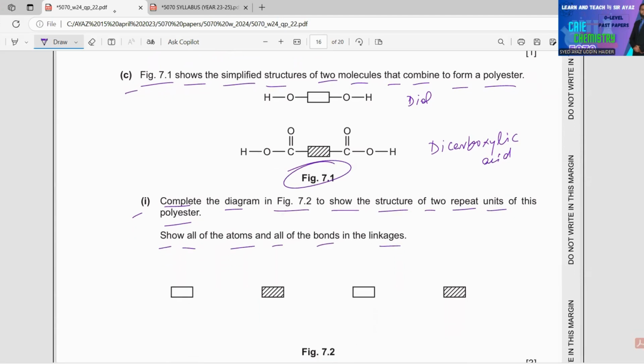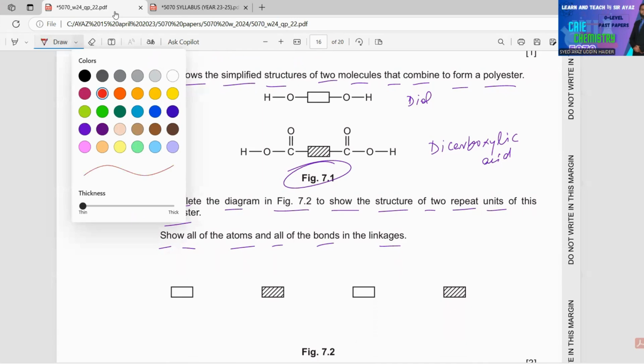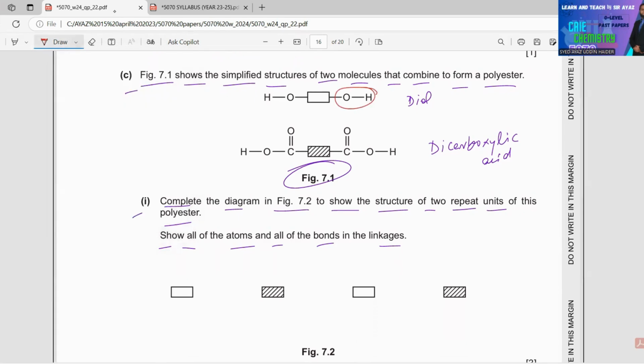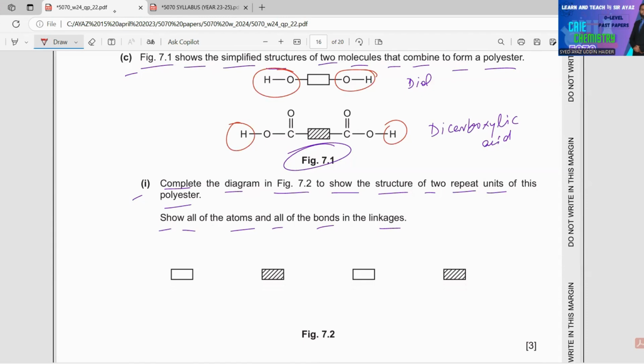Now, these will combine through condensation polymerization, and during condensation polymerization, there will be loss of OH from the dicarboxylic acid and H from the diol. You can even remove OH from the dicarboxylic acid, then you have to remove H from the diol. This results in the loss of 2 moles of water molecules.